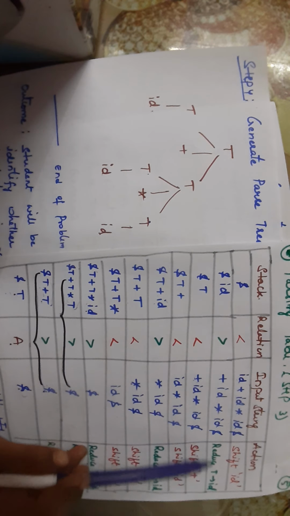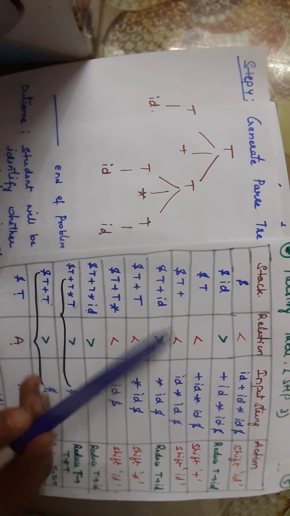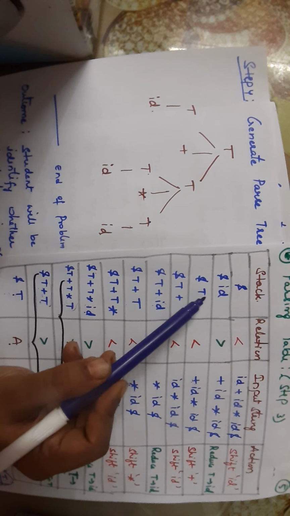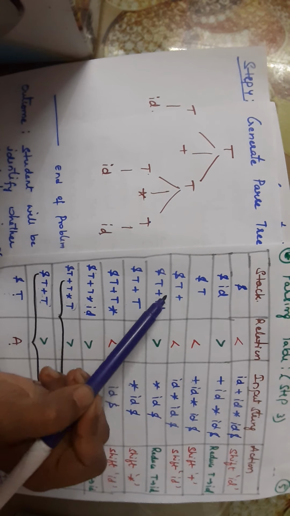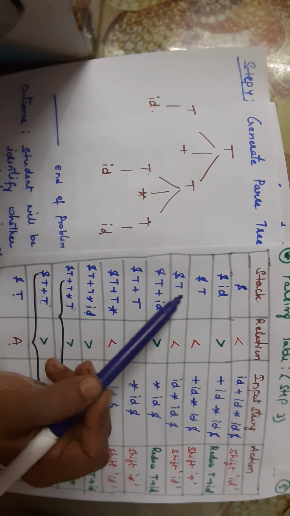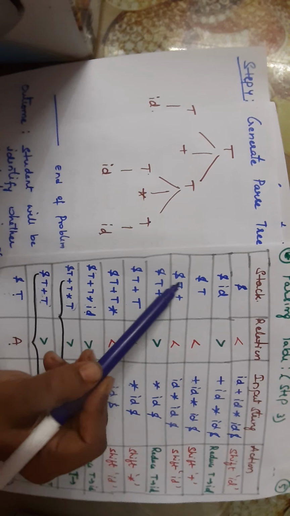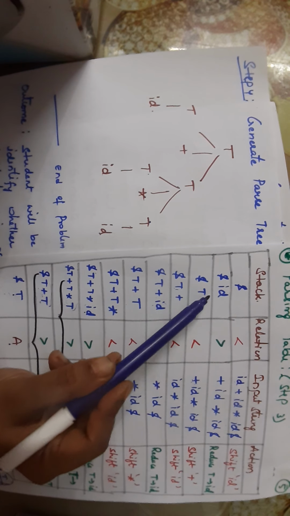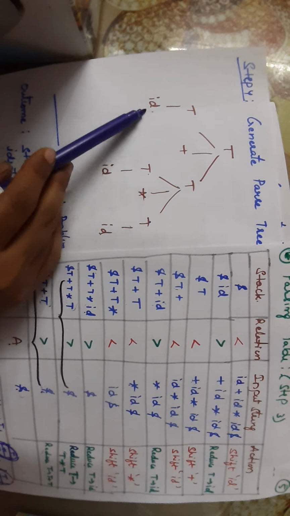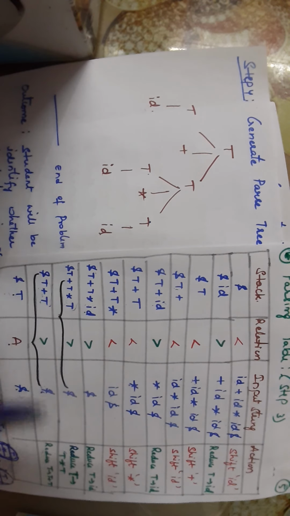Then the next reduce operation is T produces ID. So what is this one? T produces ID. Where is this T produced from? It is from T plus. So this T is taken from the first T, that is T plus. So that T is reduced to ID. Then we will write this as ID. So in this way we will generate the parse tree.